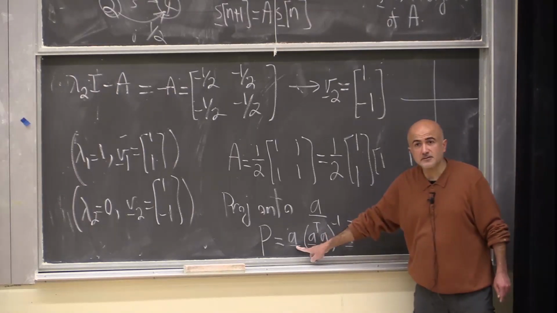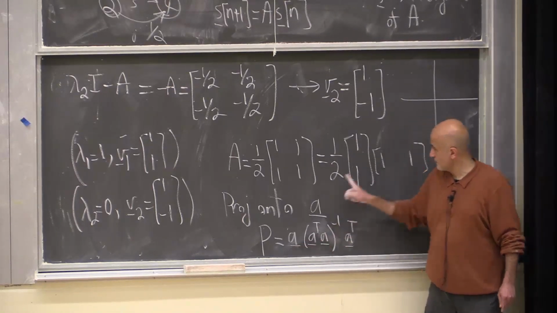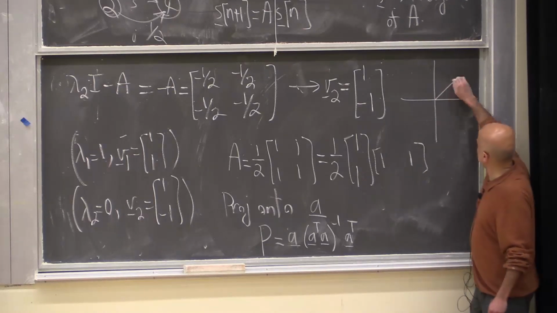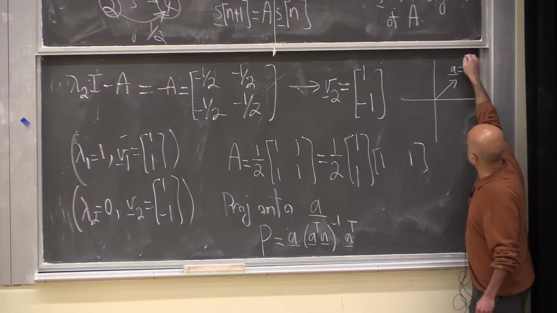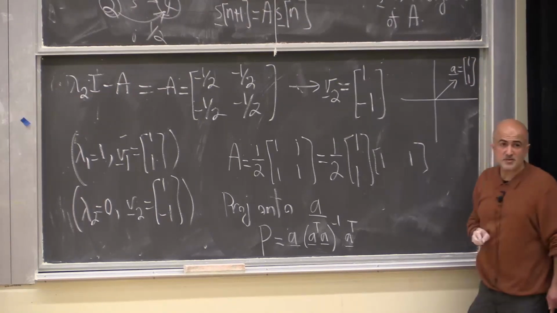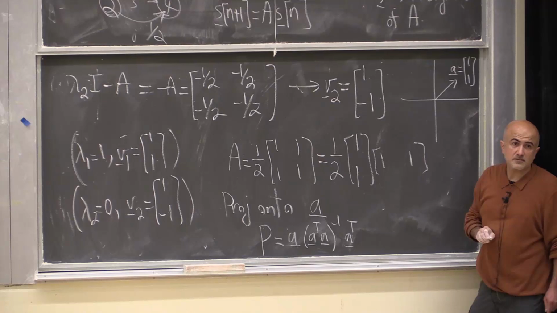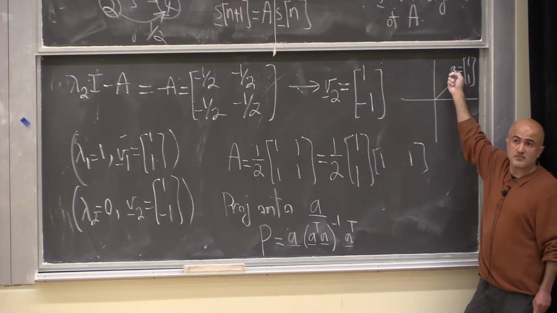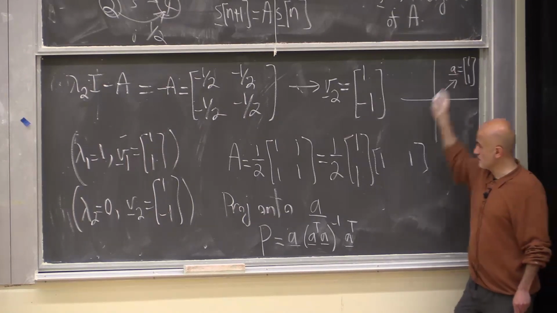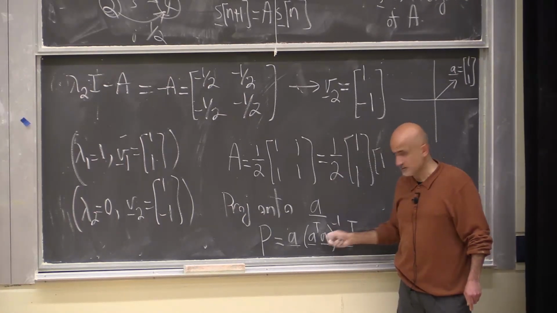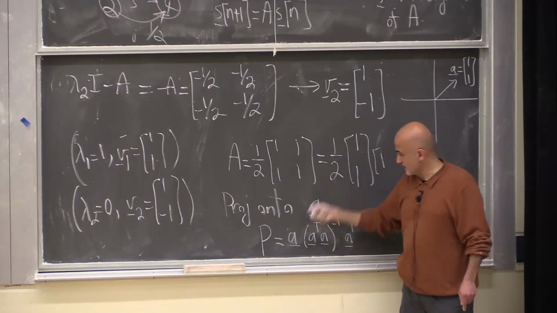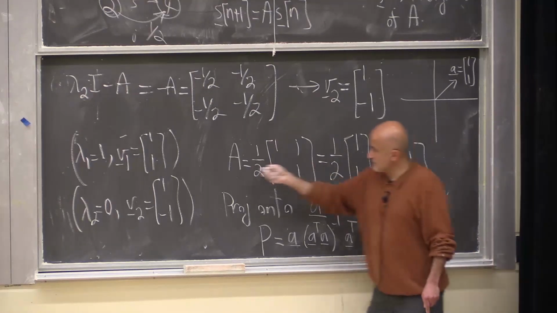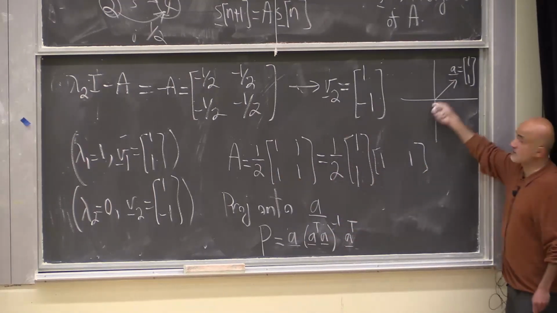What's this first vector here? If A is 1, 1, what's A transpose A? What's the squared length of this? 2. And that 2 appears in the denominator. A is 1, 1. A transpose is 1, 1 as a row. So this is a projection matrix onto this vector.